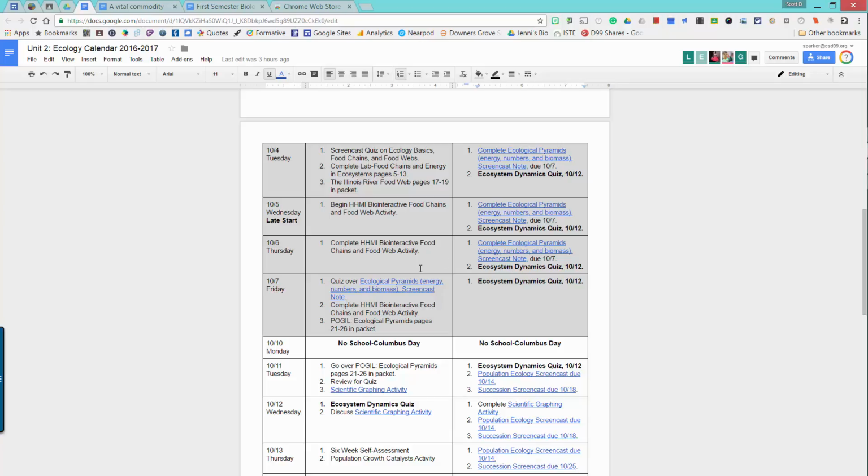And you can see we have some notes due on Friday, so your students should be working on those notes and will have a small quiz over those. Then on Friday we'll be wrapping up and discussing the food chain, food web activity from Wednesday and Thursday. And then we'll be discussing what an ecological pyramid is and how energy flows through an ecosystem, the biomass of ecosystems, and the numbers of organisms that are found in that ecosystem.